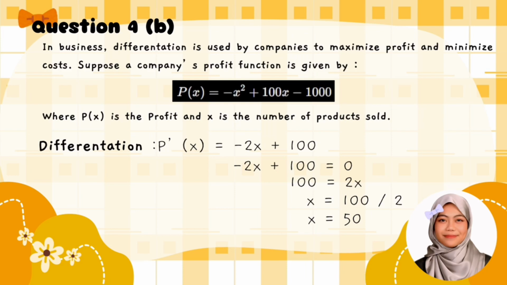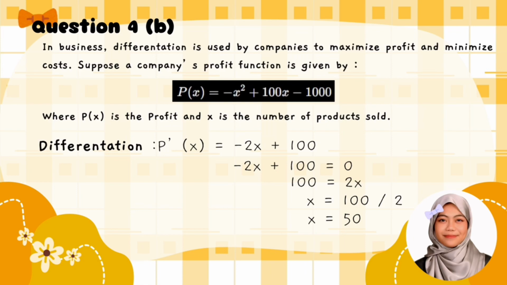To find the maximum profit, we first differentiate the profit function. The derivative of P of x is P prime of x equals negative 2x plus 100. Next, we set the derivative equal to 0. So we get negative 2x plus 100 equals 0. Solving this equation gives us x equals 50. This means the company will achieve its maximum profit when it produces and sells 50 units.